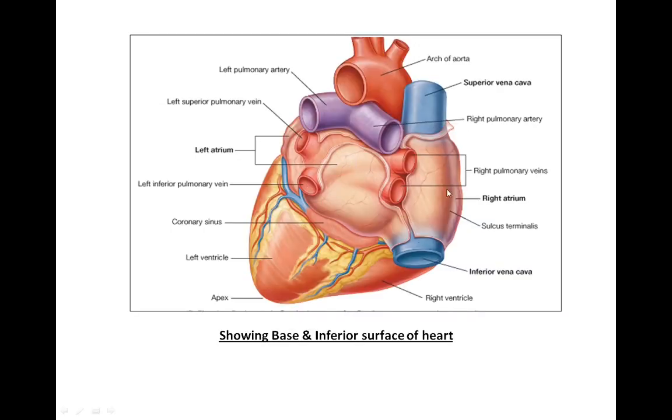Already I have said this is the right atrium. The right atrium can be identified by the opening of the superior vena cava and the inferior vena cava, while the left atrium can be identified by the opening of the 4 pulmonary veins. This is the pulmonary trunk, this is the aorta.